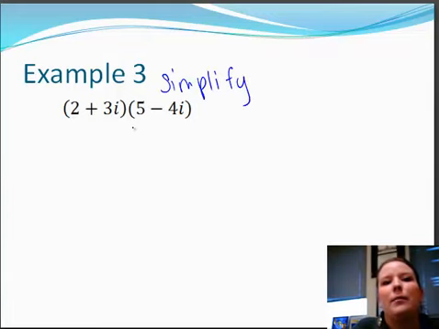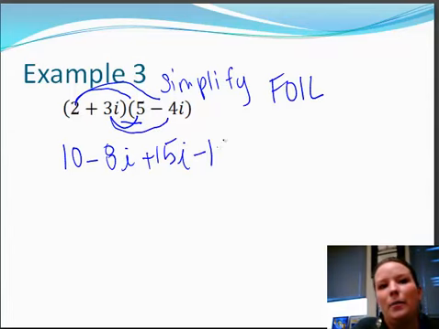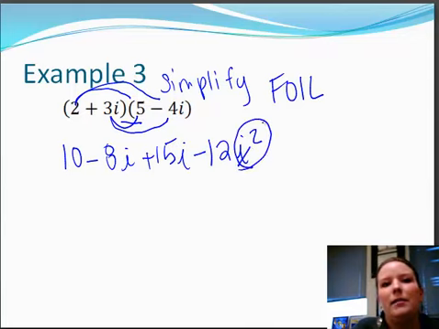Simplify. Alright, so it's right beside each other, the parentheses, which means we FOIL, our old school favorite thing. So we do 2 times 5 is 10. 2 times a negative 4 is minus 8i. 3 times 5 is positive 15i. Then 3 times negative 4 would be minus 12i squared. Okay? i squared appears, we can just cross it out, change the sign of the 12. So we have 10 plus 12 is 22. We have negative 8 plus a 15 would be positive 7i.